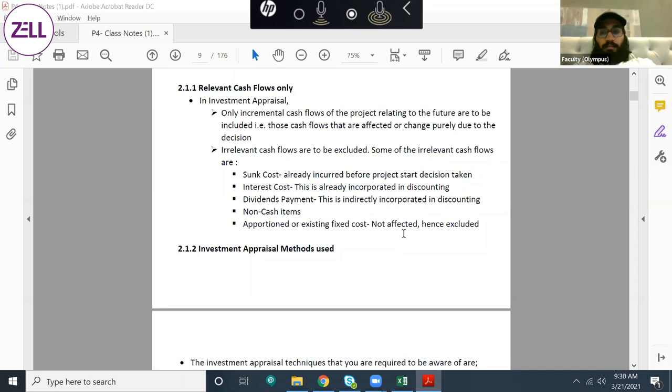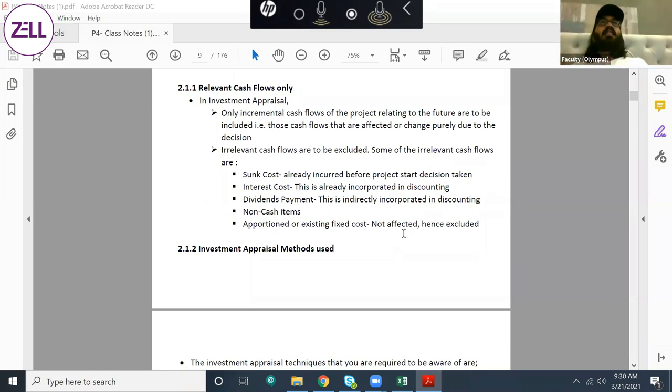What do you mean by this, guys? A simple thing: before starting any business, you do research and development. Yes or no? Yes, sir. Now, when you're trying to do your financial analysis of that business, is your research and development cost a relevant cost or not a relevant cost? Not a relevant cost, because it is already incurred.